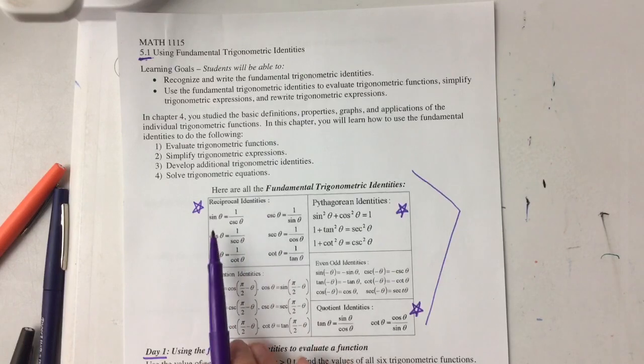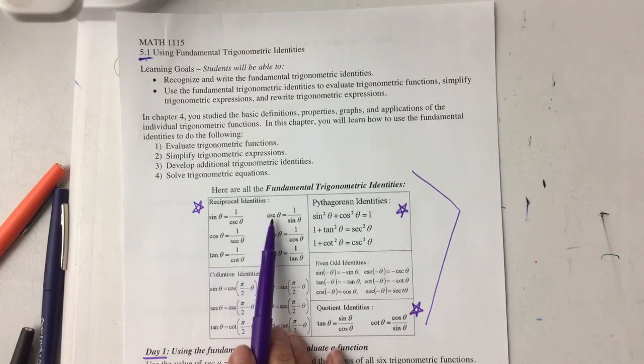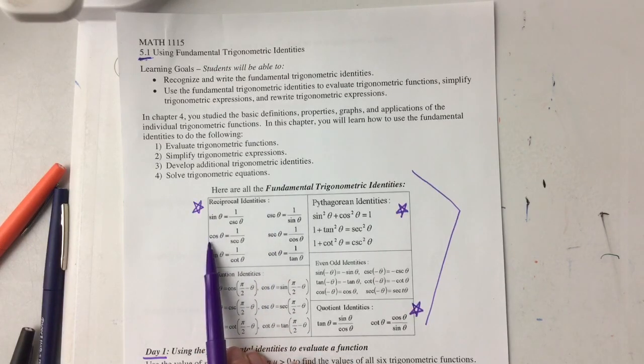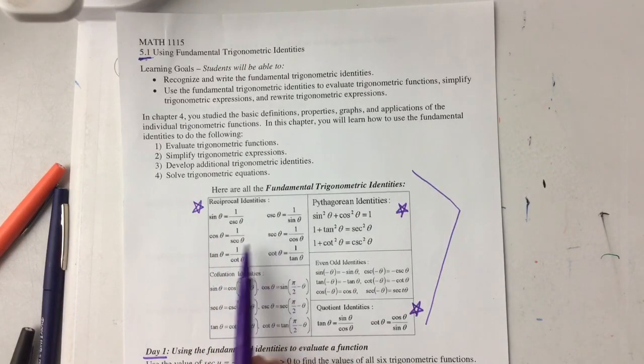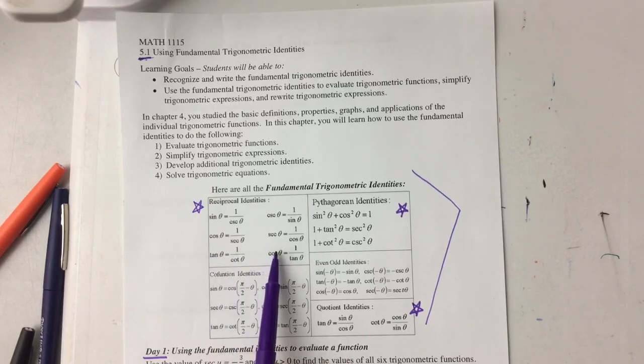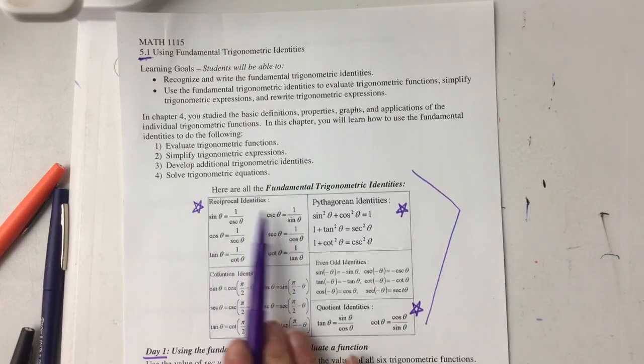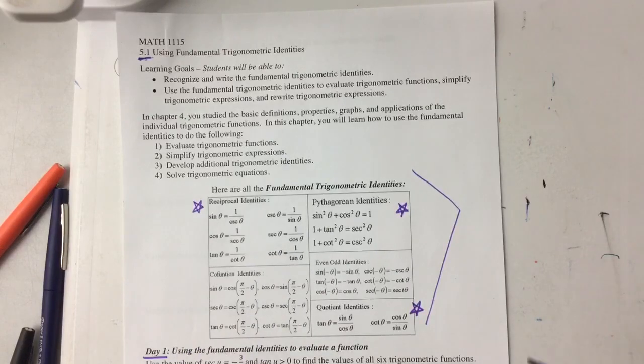Reciprocal identities. What that means is that you are comfortable with and familiar with the reciprocals. The reciprocal of the sine is the cosecant. The reciprocal of the cosine is the secant. The reciprocal of the tangent is the cotangent. So this is something that's going to help us as we move forward.